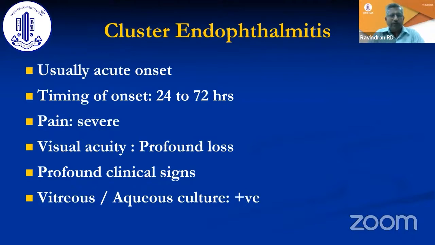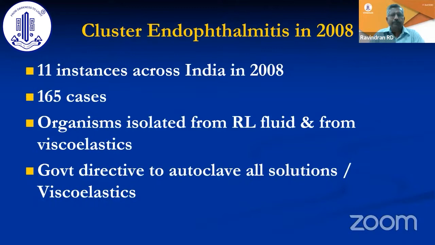In sporadic endophthalmitis, the culture positivity is somewhere around 25 to 30% in most institutions, whereas in cluster endophthalmitis, it can be anywhere between 80 to 100%. So both the vitreous and the aqueous grow the organism in a cluster. That's a major difference.